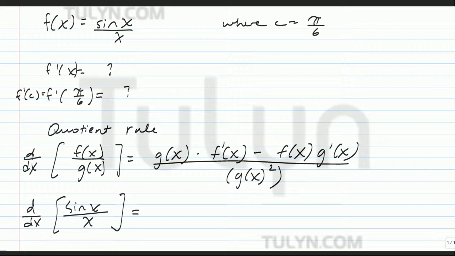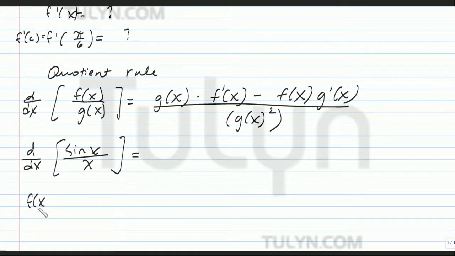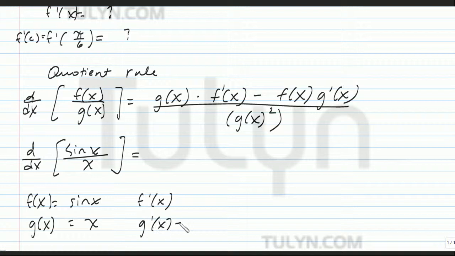So I let f of x equal my numerator. I let g of x equal my denominator. Now go ahead and find the derivatives. So derivative of sine x is cosine x. Derivative of x is 1. Let's go ahead and plug in. So g of x is x, times f prime of x.